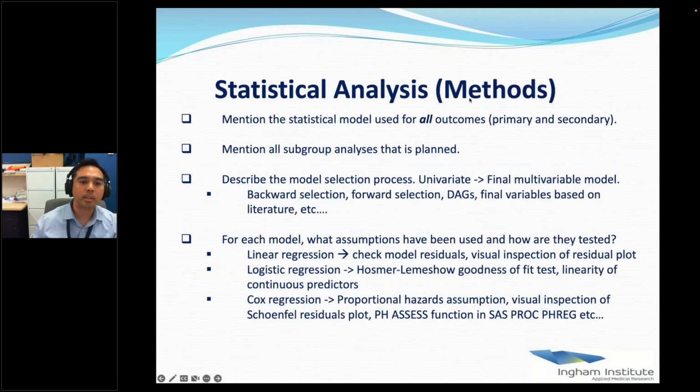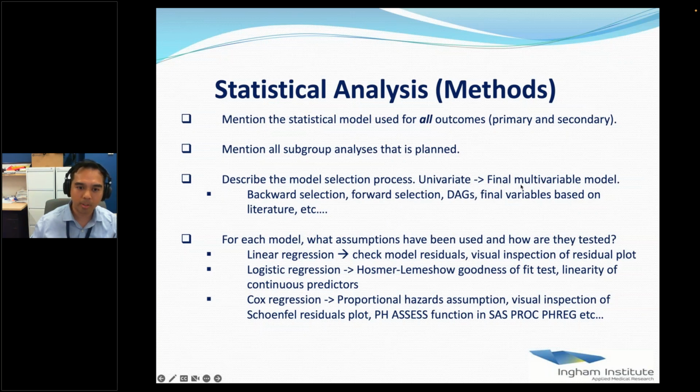In the statistical analysis section of the methods, I would mention the statistical model used for all outcomes, both primary and secondary. I would also mention all the subgroup analyses that are planned. The reason for this is sometimes I see subgroup analyses being mentioned in the results section, and sometimes it can come across as looking like significance hunting. So if you mention all the subgroup analyses that you plan on doing, then it looks like it's been done a priori.